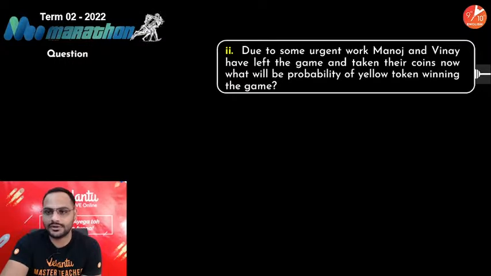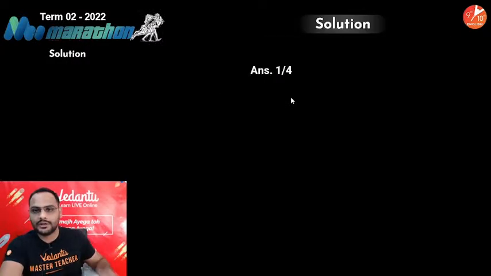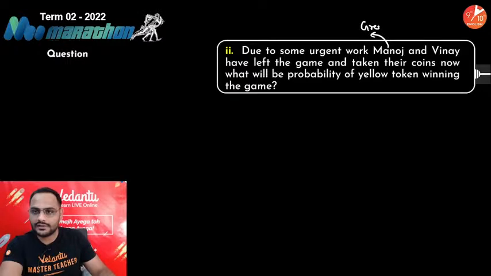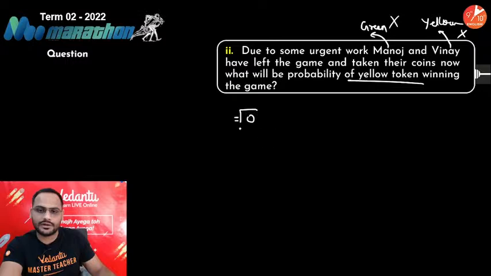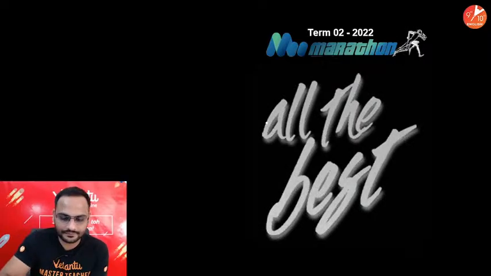Next, due to some urgent work, Manoj and Vinay have left the game and taken their coins. Now, what will be the probability of yellow token winning the game? अब मनोज और विनय चले गए. Manoj has chosen green and Vinay has chosen yellow, so they are no longer in the game. So yellow के जीतने के chances, 0 only, impossible event. They have taken their points also. Simple. ठीक है? All right. Clear है बच्चों? Yes or no?